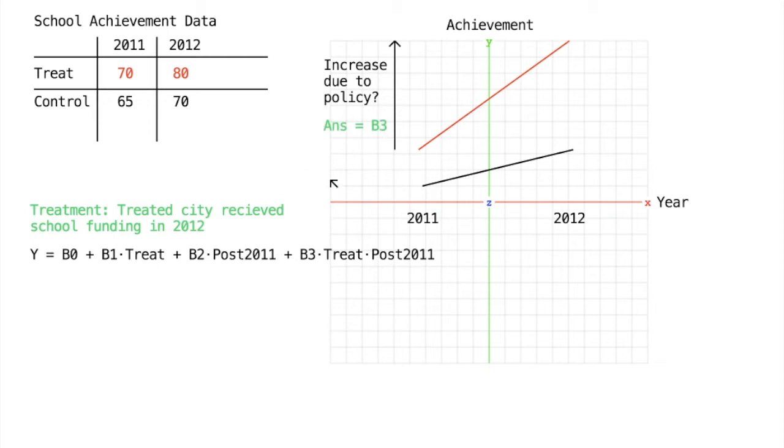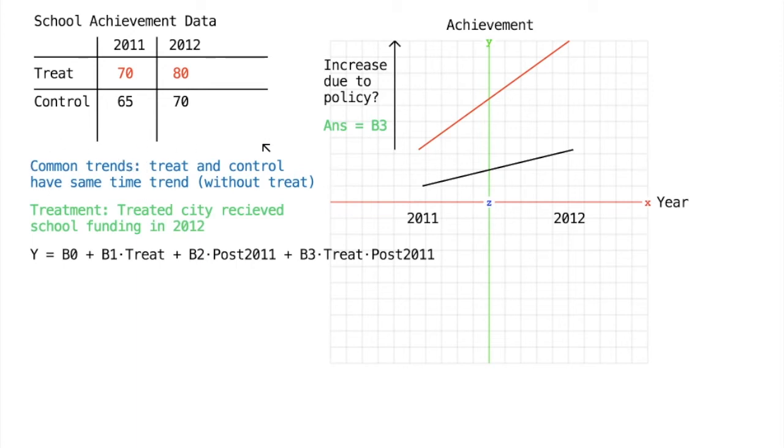This will be true under a very important assumption which the differences in differences method relies on. This is called the common trends, or sometimes also the parallel trends assumption. The assumption says that if the treatment group did not receive the treatment, then the treatment group will follow the exact trend over time in their outcome as the control group.